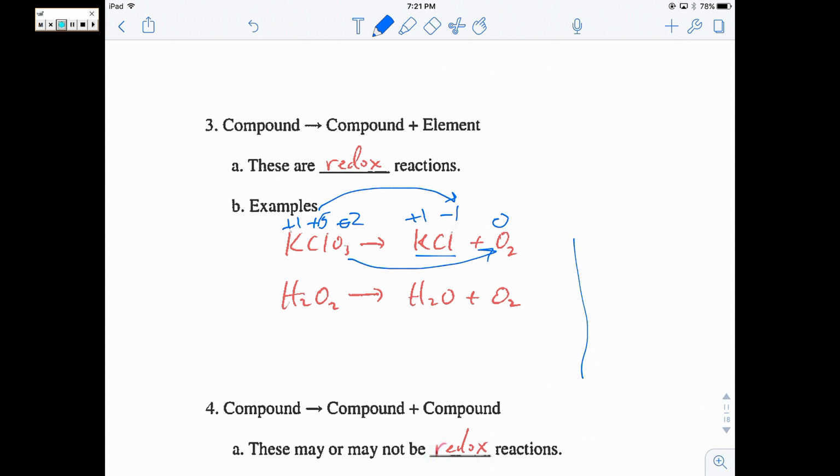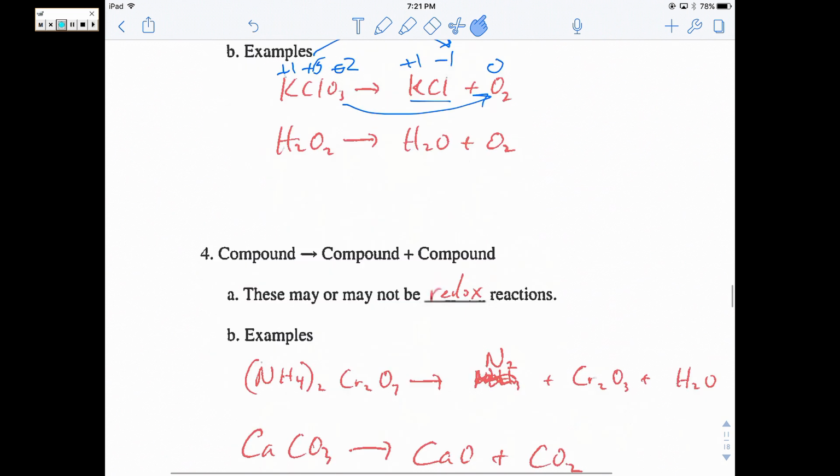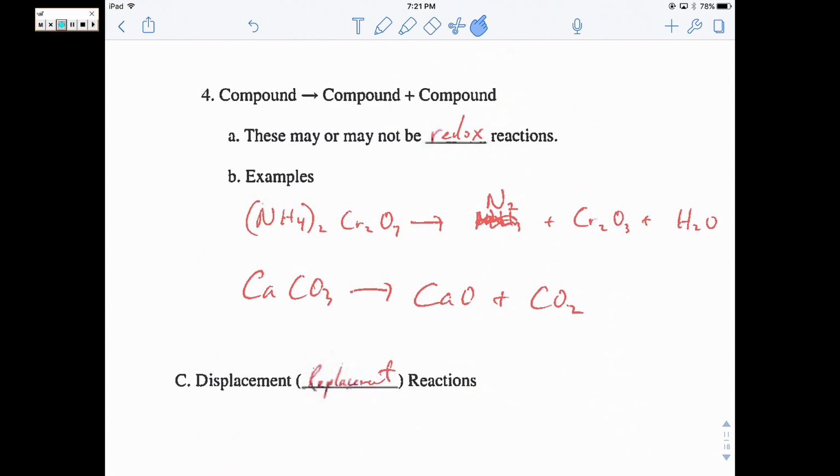Third example, again basically just the opposite. Compound makes compound and compound. These ones may or may not be redox reactions. Just as a quick check, this is basically the same one as we had previously, so we know that's not a redox reaction because all those oxidation numbers stay the same.